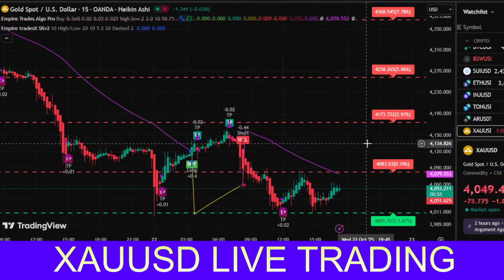9. Calculate position size. Determine your position size based on your risk tolerance and the distance between your entry point and stop-loss. This ensures that you are not risking more than a predetermined percentage of your trading capital on any single trade.